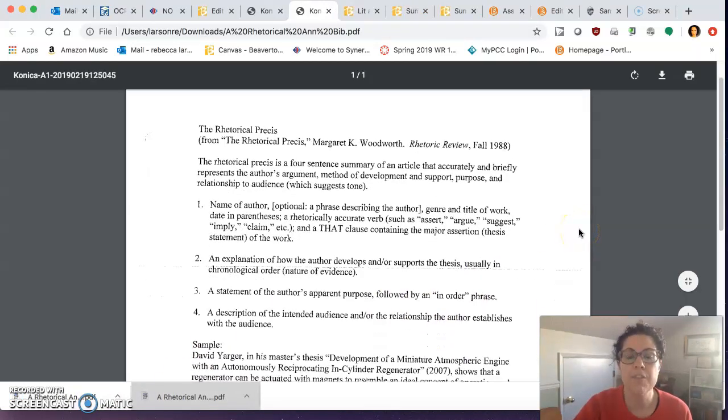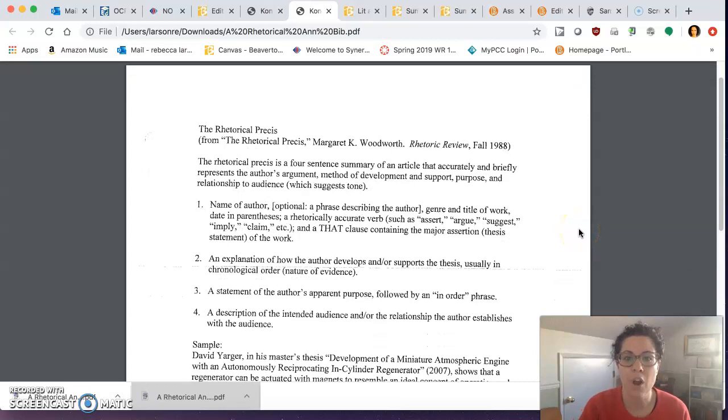So Rhetorical Precis is a 4-sentence summary of an article that accurately and briefly represents the author's argument, method of development, support, purpose, and relationship to audience. So this is very strong academic language, but I want you guys to be really cognizant of your writing here. You're going to see how it breaks down each sentence, 1, 2, 3, 4. So each sentence is going to have all of this information in. Your sentences are going to be long. Your sentences are going to be a bit wordy. So although I want you paying attention to your writing, I know that your sentences might be 3 lines long for one sentence.